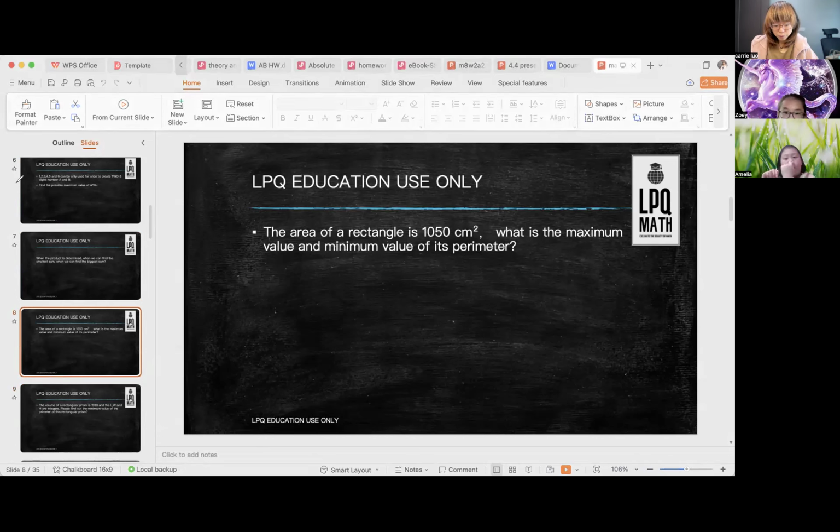Okay, so don't move too fast. Our area of a rectangle is 1760. What is the maximum value and the minimum value of its perimeter?